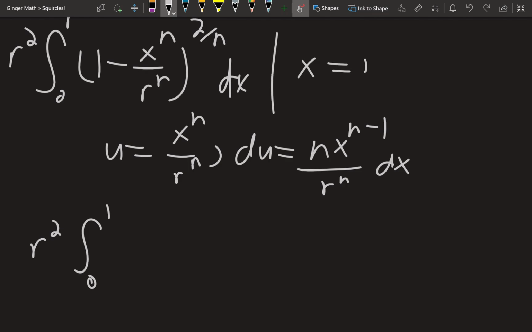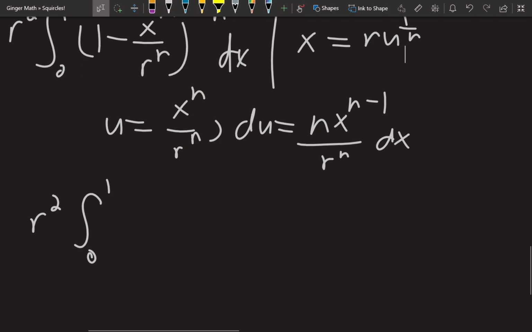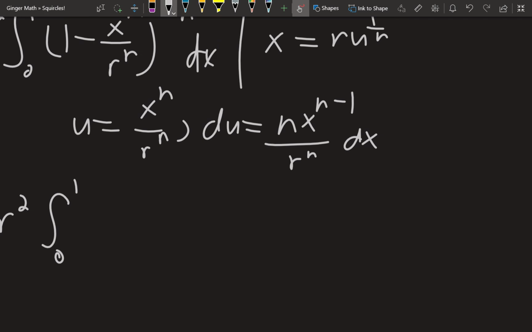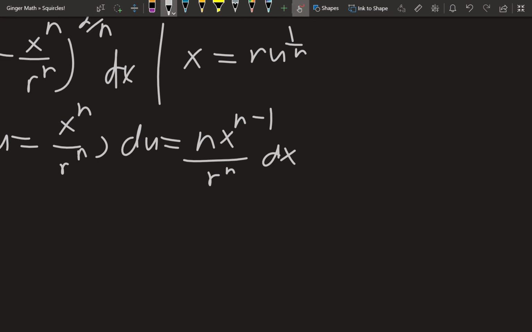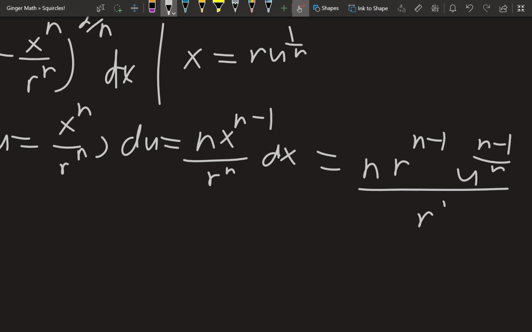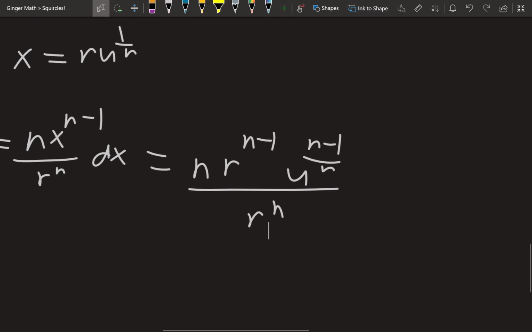I'm going to solve for x now. x equals r u to the 1 over n. Okay, my goodness. All right. And what we have here now is equal to n times r to the n minus 1 times x, I'm very sorry, u, the n minus 1 over n over r to the n. Notice that the r to the n's cancel. Very helpful, isn't it?